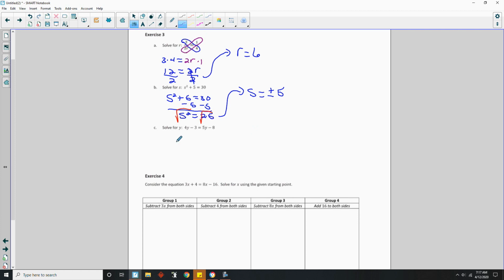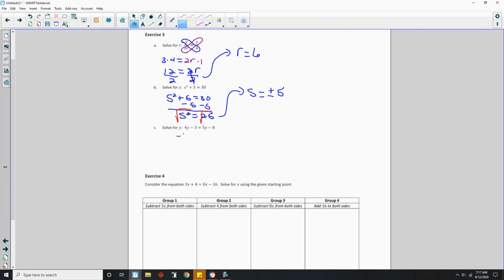Part C. Solve for y. 4y minus 3 equals 5y minus 8. First thing I want to do is get all my y's on one side. I don't like a negative variable, so to avoid that I always move the smaller one. Well, which is smaller, 4 or 5? 4 is, so I'm going to subtract 4y from both sides.